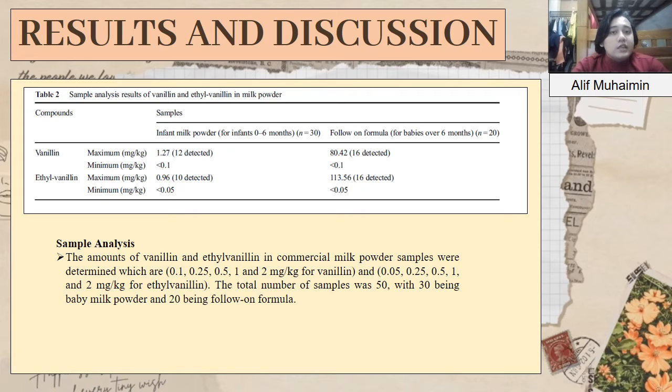The amounts of vanillin and ethyl vanillin in commercial milk powder samples were determined using the calibration plot technique, and the results are 0.1, 0.25, 0.51 and 2 mg per kilogram for vanillin, and 0.05, 0.25, 0.51 and 2 mg per kg for ethyl vanillin. The total number of samples was 50, with 30 being baby milk powder for babies aged 0 to 6 months, and 20 being follow-on formula for babies aged 6 months or older.